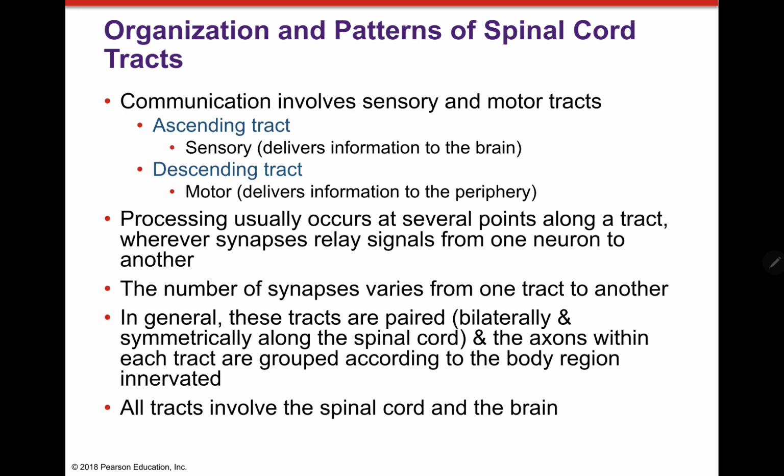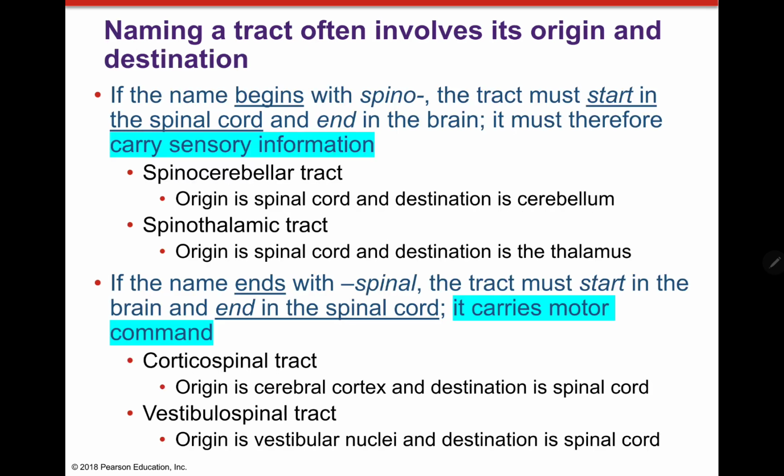Now, the processing usually occurs at several points along a track, where there are synapses. These synapses are going to relay signals from one neuron to the next. A synapse is wherever a neuron is communicating with another type of cell, and the number of synapses will vary from one track to the next. In general, these tracks are paired bilaterally and symmetrically along the spinal cord, and the axons within each track are grouped according to the body region where they're innervating. And all the tracks involve the spinal cord and the brain.